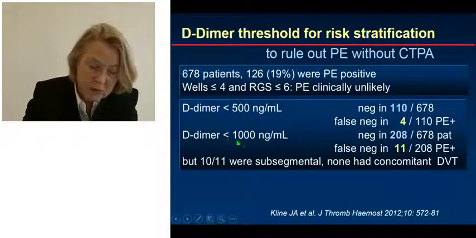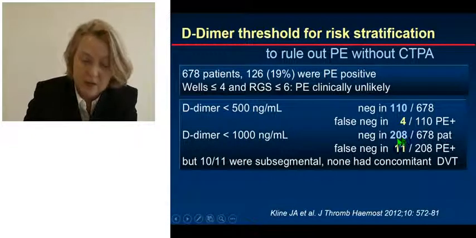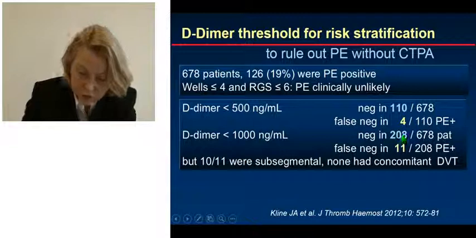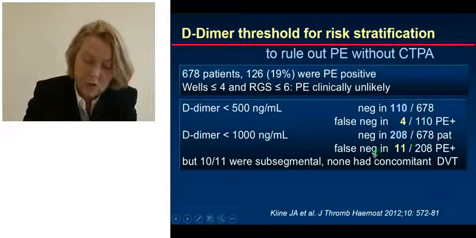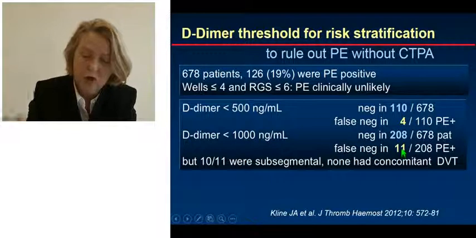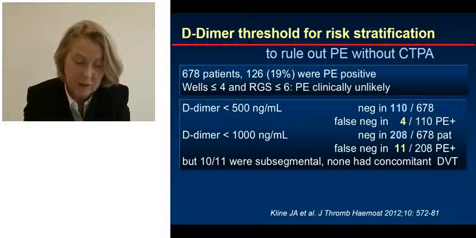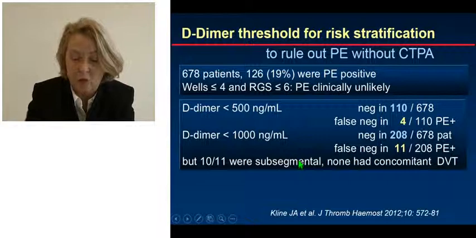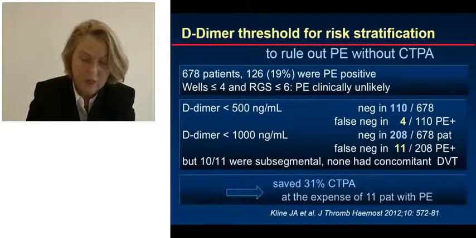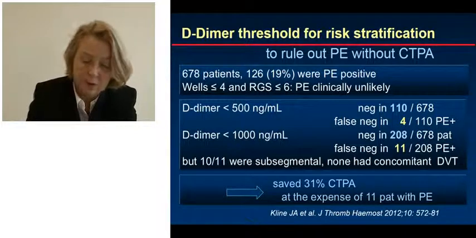If they would have increased the D-dimer to the double threshold, they would have spared 208 CTPA studies. Those patients would have not undergone a CTPA examination at the price of a false negative result in 11 patients. So 11 patients would have not undergone the examination, but they did in fact have pulmonary embolism, but 10 of the 11 had only subsegmental emboli. None of them had concomitant DVT in the leg veins. So it would have saved up to 30% of examinations at the expense of 11 patients with small peripheral emboli.